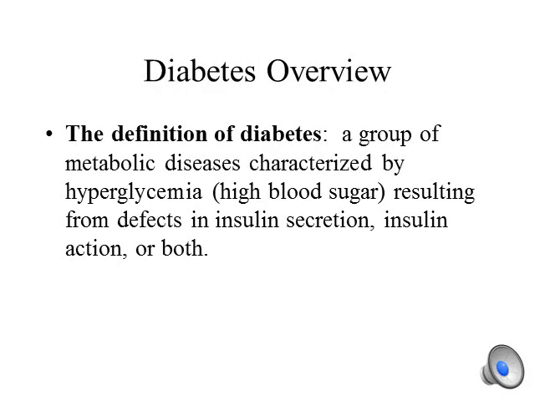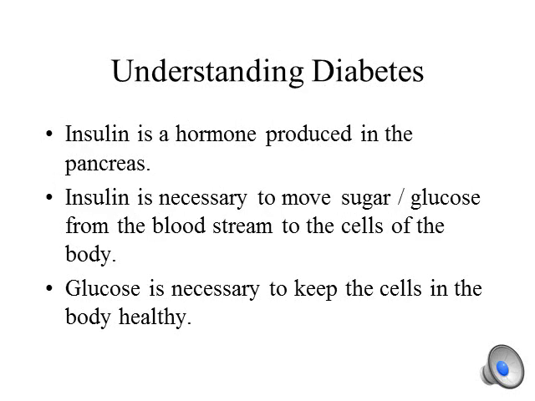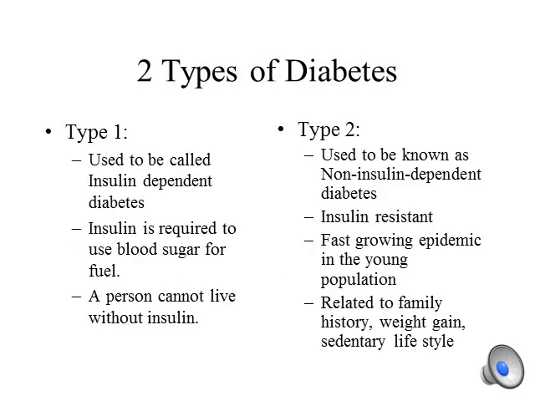The definition of diabetes is a group of metabolic diseases characterized by hyperglycemia, high blood sugar, resulting from defects in insulin secretion, insulin action, or both. Understanding diabetes: insulin is a hormone produced in the pancreas. Insulin is necessary to move sugar, glucose, from the bloodstream to the cells of the body. Glucose is necessary to keep cells in the body healthy.